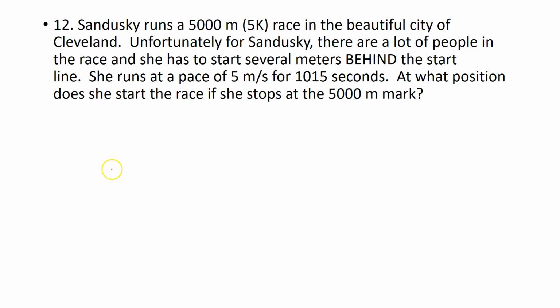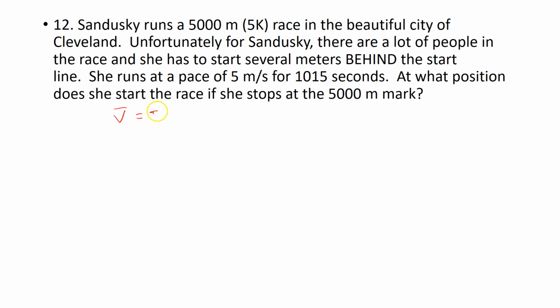Hey, this is Horner, and this is the last four problems, number 12 through 15, for the constant velocity motion problem exercise set. Sandusky runs a 5K race, or a 5,000 meter race, in the beautiful city of Cleveland. Unfortunately for Sandusky, there's a lot of people in the race, and she has to start several meters behind the start line. So she runs at a pace of 5 meters per second. We know that that is her velocity.